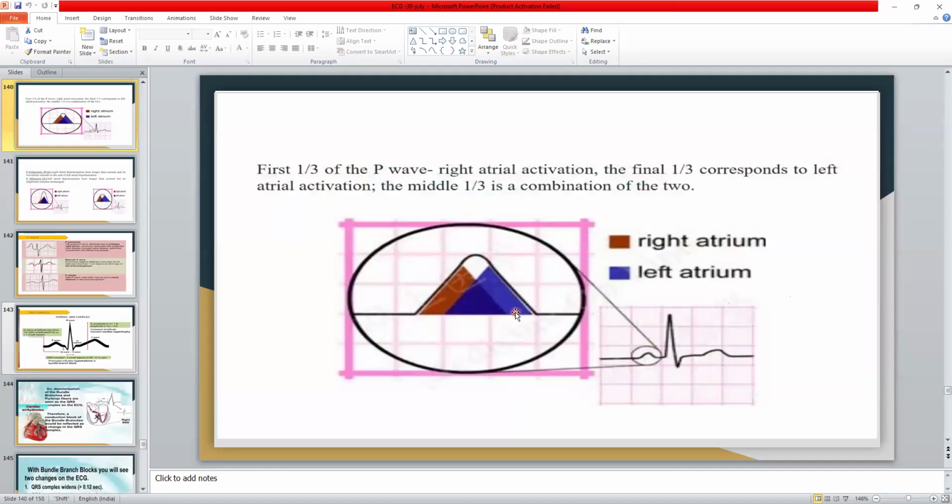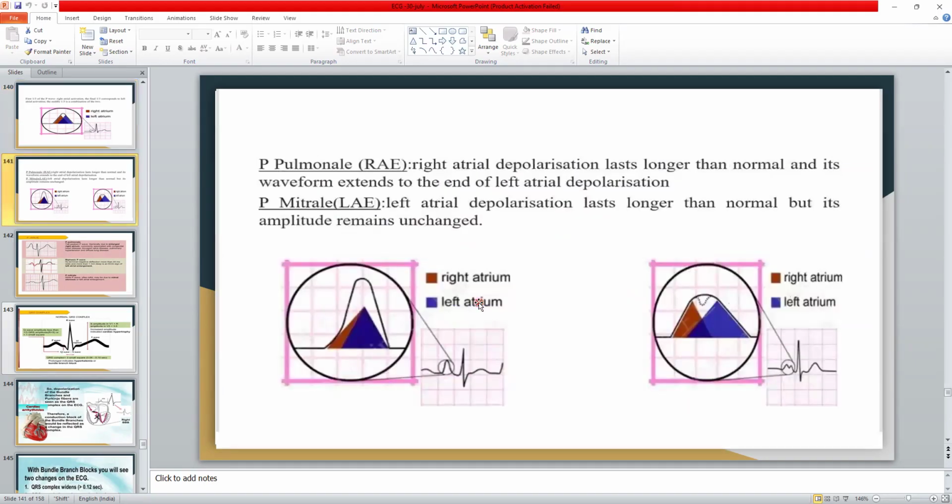This is the P wave. The first one-third of the P wave represents the right atrial activation. The final one-third represents the left atrial activation, and the middle is the combination of the two. This is the normal P wave. Let us see how the abnormal P wave looks.